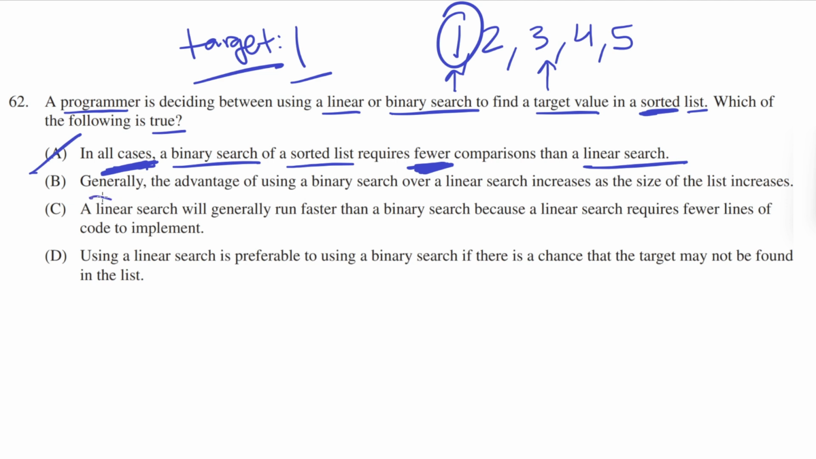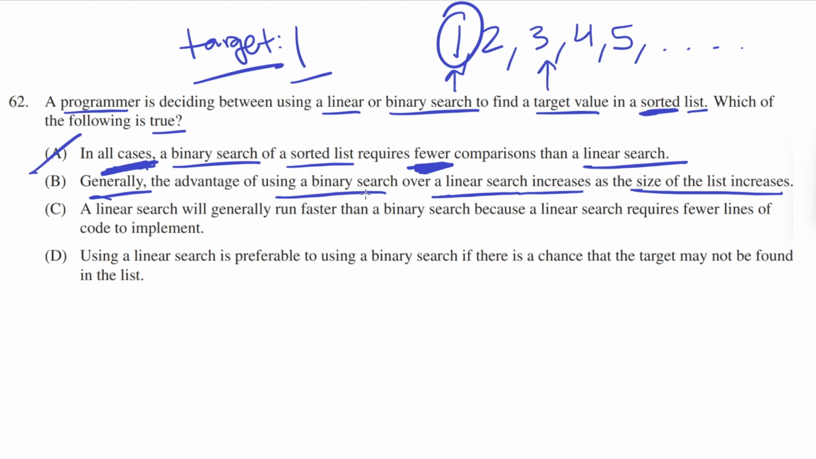B says generally the advantage of using a binary search over a linear search increases as the size of the list increases. This is true. As the list increases, the binary search rules out more elements every time it splits the list in half, because splitting the list in half will get rid of the half of the list that does not need to be checked, because the target element must be in the other half of the list.